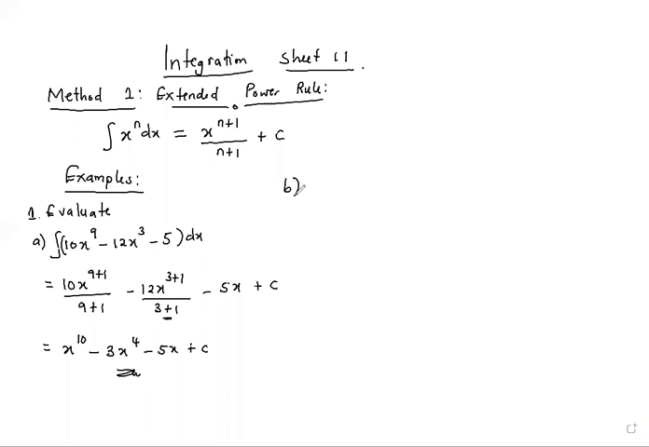Then B, we have the integral and then dx. So this means that there's a 1 there. If I don't see anything, it means that there's a 1 here. And so I'm integrating a constant. So I'll have x plus c. That's all.